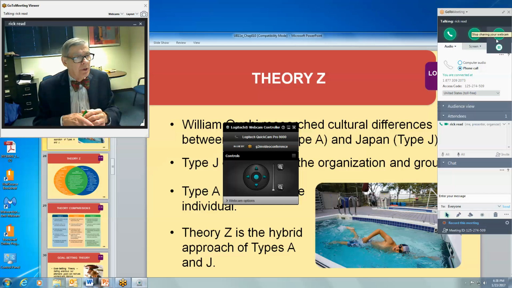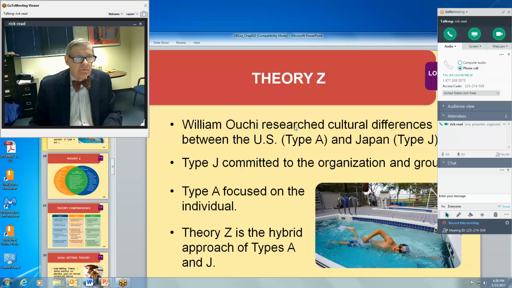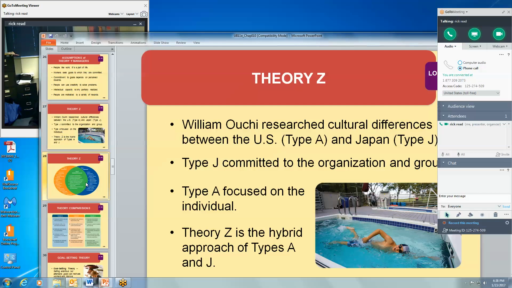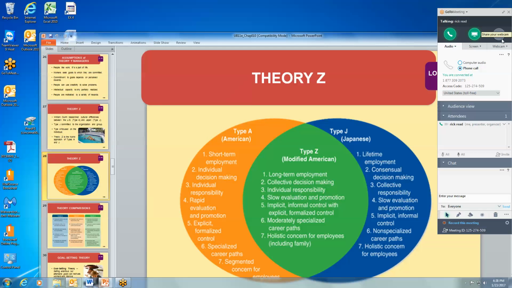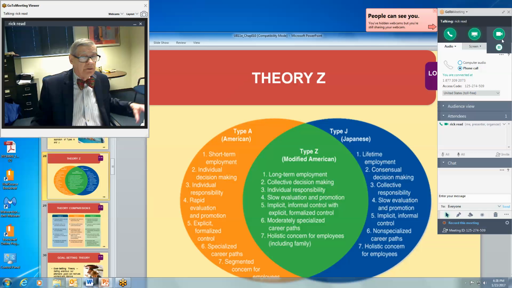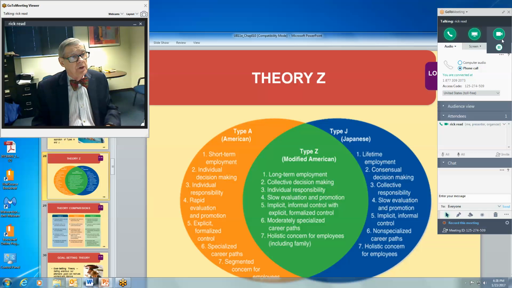We're not collective people. And so Ouchi proposes a hybrid. And the hybrid is here. He shows the American on the left, type A. He shows the Japanese, type J, on the right. And then the modified American, notice he uses the term modified, as type Z.